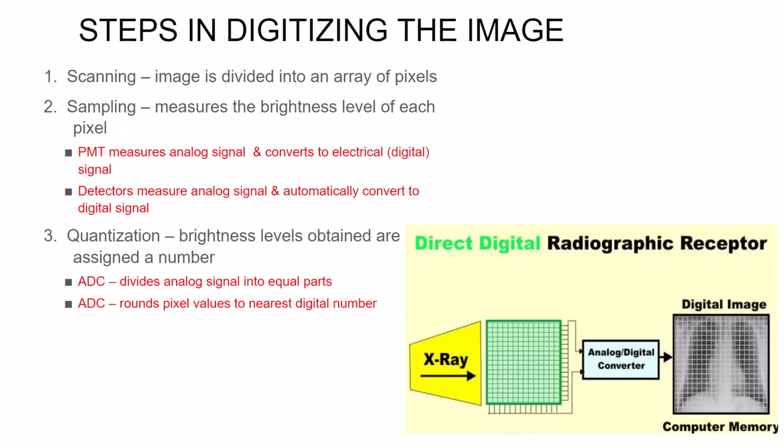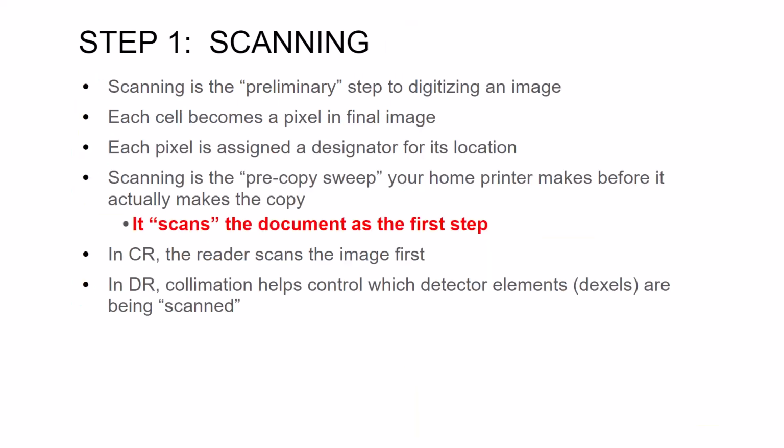Again, here are the three steps we've outlined, but note that within the quantization, the analog to digital converter rounds the pixel values to the nearest number as the signal comes in. Step 1 is scanning. Scanning divides the image into an array or matrix of pixels. For digital radiography, collimation of the X-ray beam determines the number of pixels in the image.